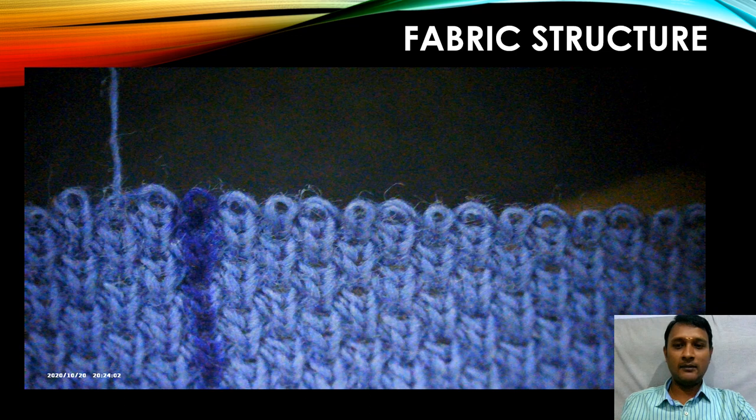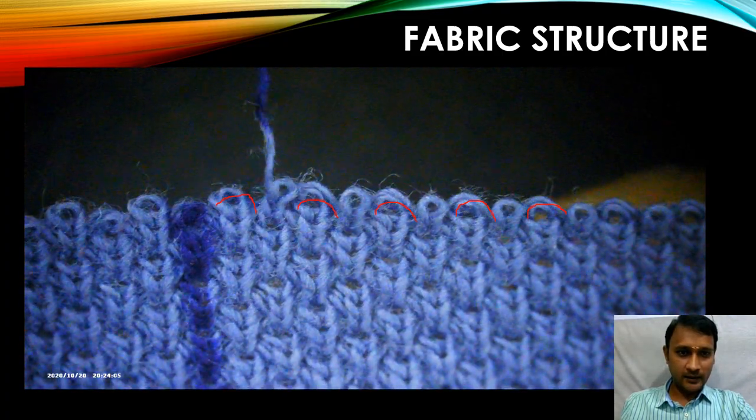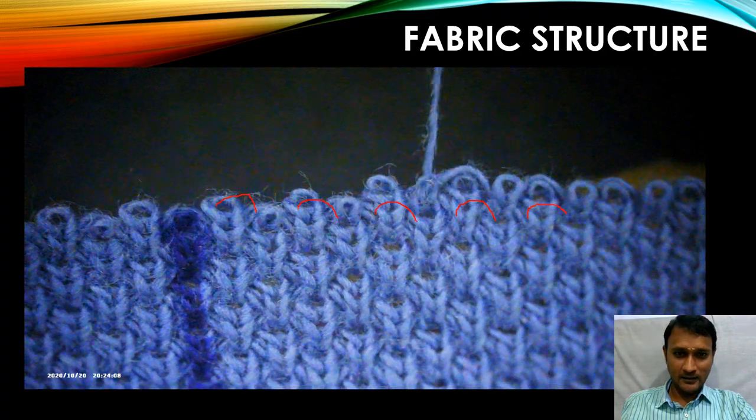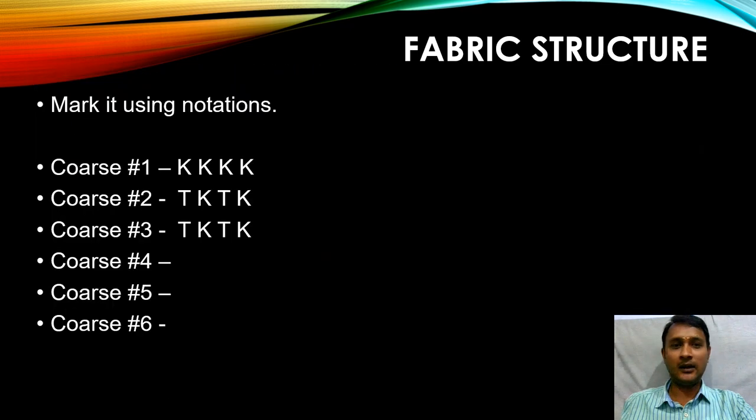So now let's unravel course number three. Even in the course number three, I am finding the half moon structure which is lying over the previously knitted loop. All the odd needles 1, 3, 5, 7, 9, 11 are with that tuck structure. So while unraveling, we can identify what is the structure it's been knitted. After this vertical line, I'm finding tuck, knit, tuck, knit, tuck, knit, tuck, knit. The course number 2 and course number 3 are same. So let's notify the same tuck, knit for the course number 3.